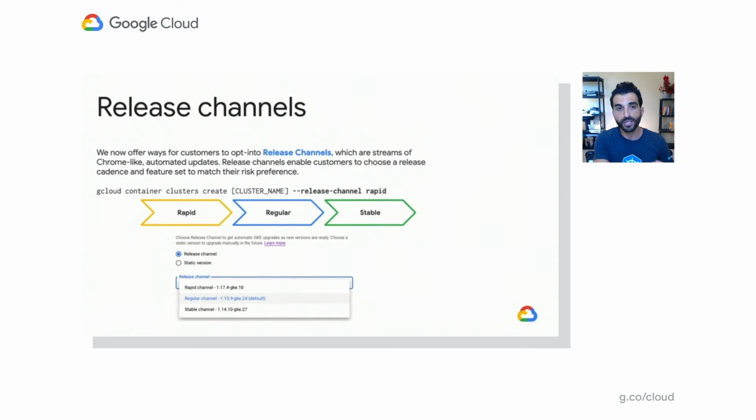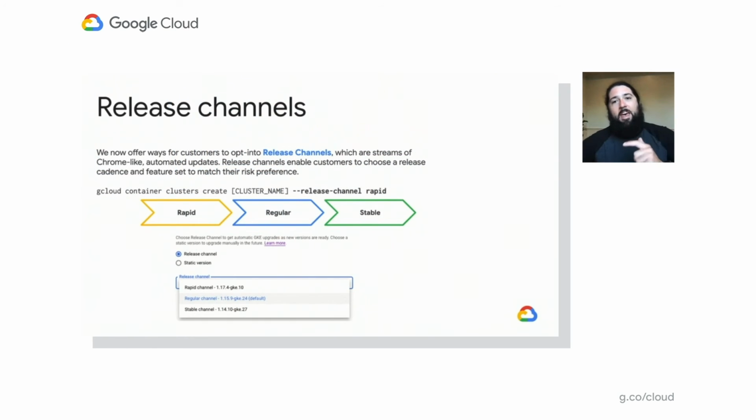The differences between channels are soak time and maturity of the release. So we first introduce a version to the rapid channel, we let it soak, we promote it to regular, we let it soak again, and then eventually we promote it to stable. Donovan, are you using release channels, the rapid or the stable channels, in your production environment?